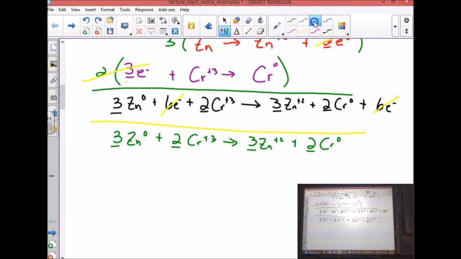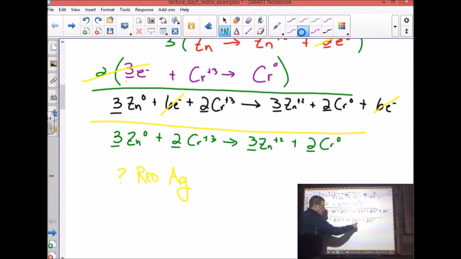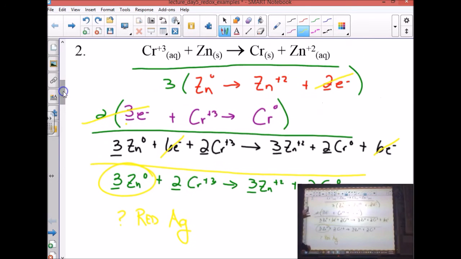All right. So here's the question. Who is my reducing agent? Would it be zinc with a +2 charge? Again, it has to be on the reactant side. So it's zinc with no charge. Why? Because zinc is being oxidized, so the agent is the opposite name, reducing agent.